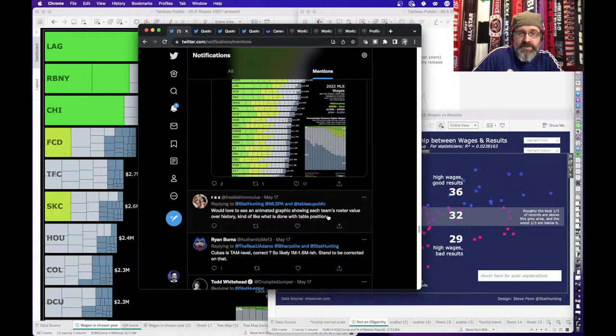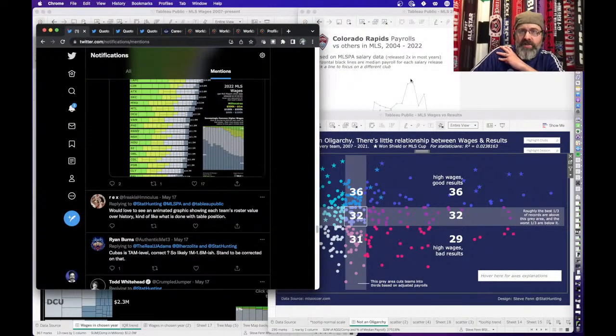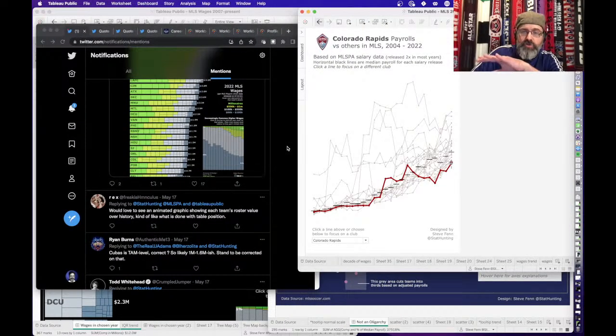There's a comment here: would love to see an animated graphic showing each team's roster value over history. So this one is the one that's designed to really show the history. It's not animated. I might dig in at some point and make a tree map that animates. It comes out looking pretty funky because all those individual rectangles resize and then resort themselves to which team they're supposed to be on. It'll look a little chaotic, but I'll see if I can pull that off. It's going to require me digging in on some Tableau calculations to make that happen.